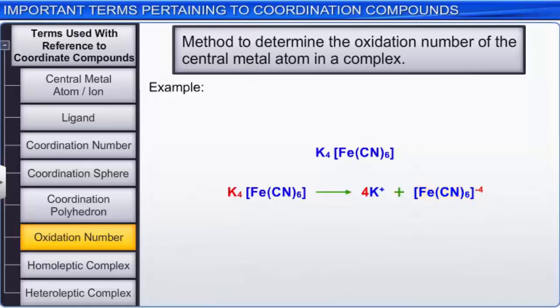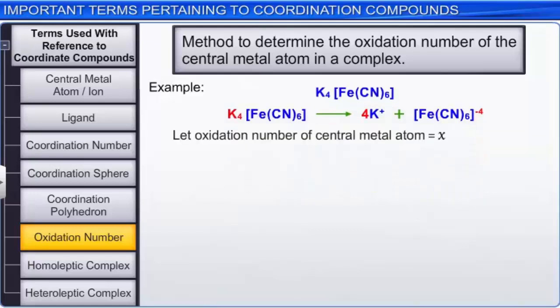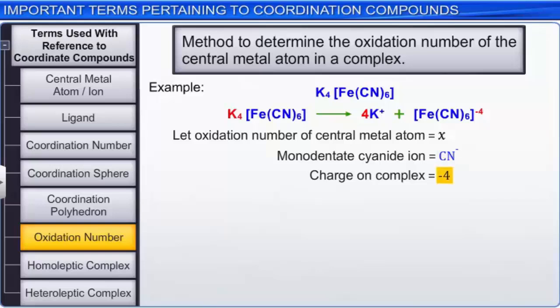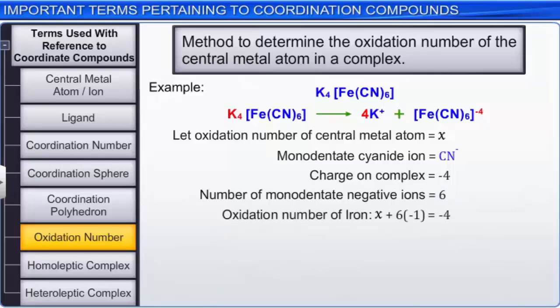Let's assume the oxidation number of the central metal atom as x. The cyanide ion is a monodentate negative ion. Knowing that the complex carries a charge of minus 4 and has 6 monodentate negative ions, the oxidation number of iron can be determined as x + 6 × (-1) = -4. On simplification, we get x = +2. Thus, the oxidation state of iron in the given complex is +2.